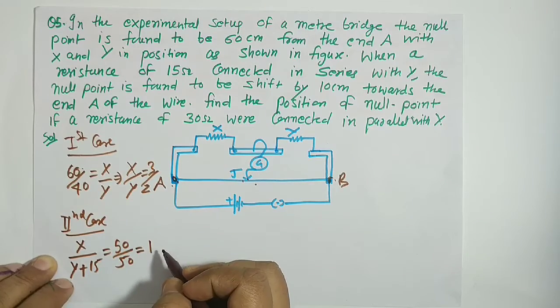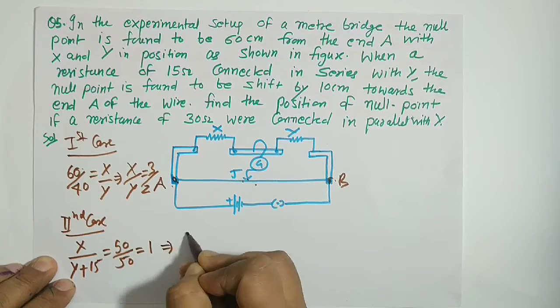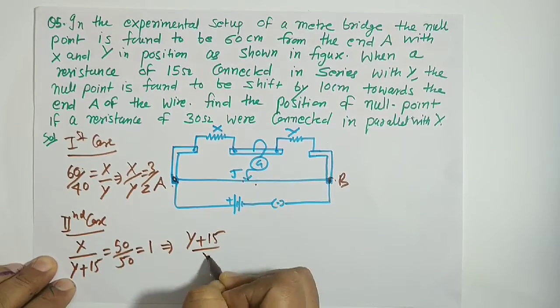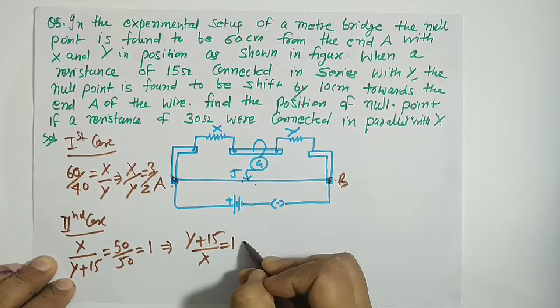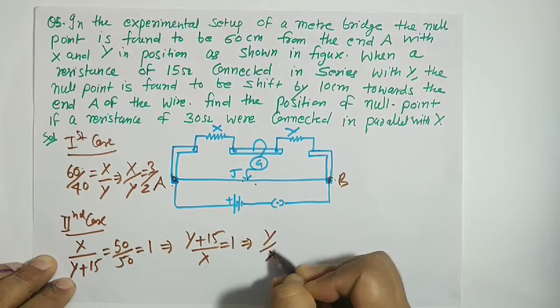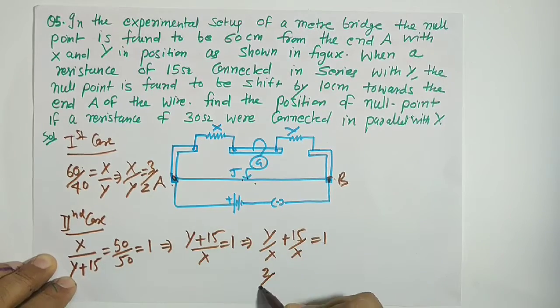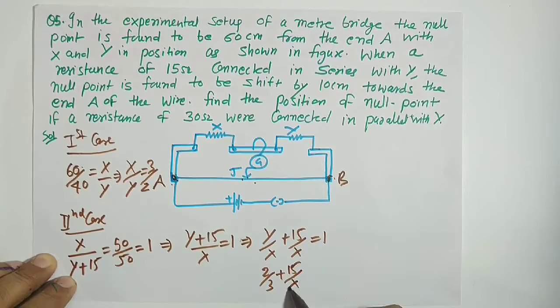So it will be this. So you put here. This is how we get Y plus 15 by X equal to 1. We solve it out, or we put it in this way: Y by X plus 15 by X equal to what? 1. And what is Y by X? 2 by 3 plus 15 by X equal to 1. Got it or not? We have put from here.